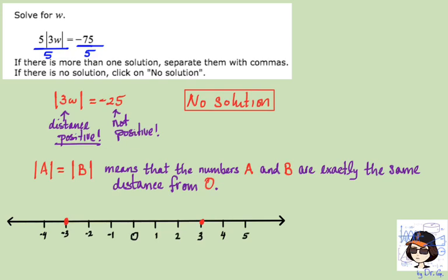3 and 3 are the same distance from 0 because they're the same number. Okay, so the absolute value of 3 is equal to the absolute value of negative 3. Also, we could say the absolute value of 3 is equal to the absolute value of 3. Well, duh. Or I could have said the absolute value of negative 3 is the same as the absolute value of negative 3. Okay. So basically what we're saying is they're either the same number or they're opposites of each other. That's all it means.